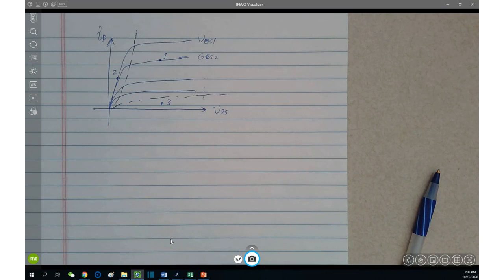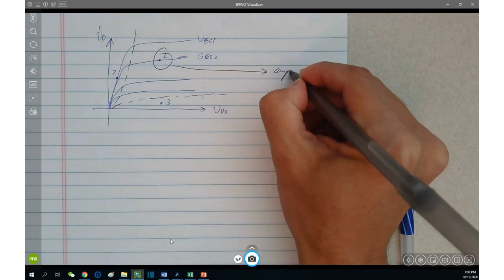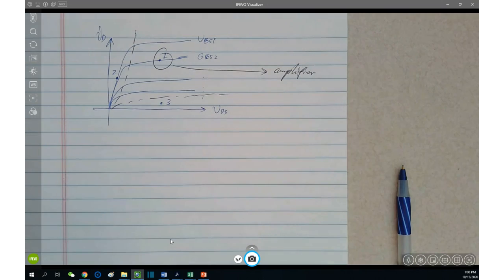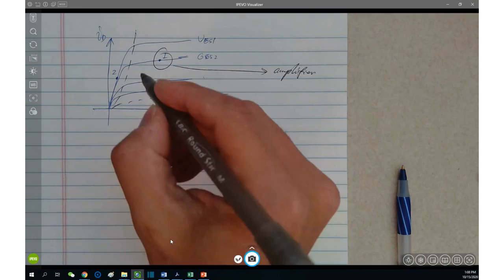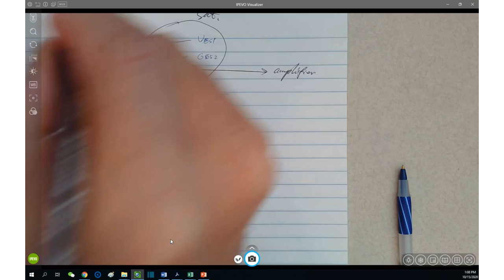Among operation point 1 through 3, which one is very good? 2 is right. Okay, this is the amplifier. In other words, in your DC circuit, good, Kevin is right too. You have to make sure your operation point, which is the result of the DC circuit, is located in the saturation region, right?